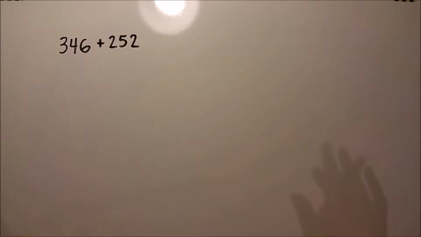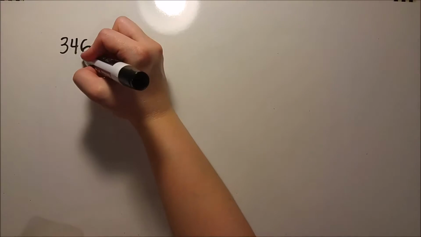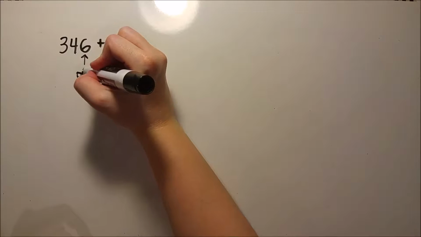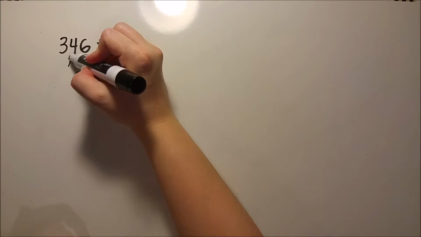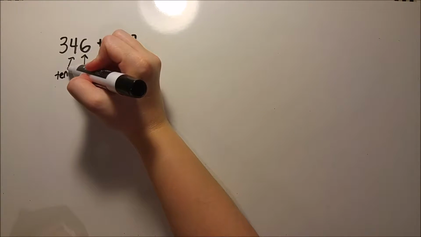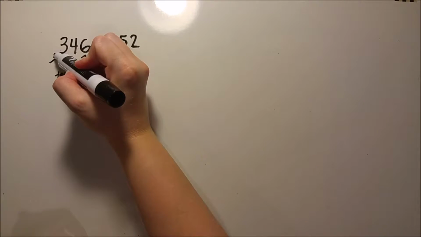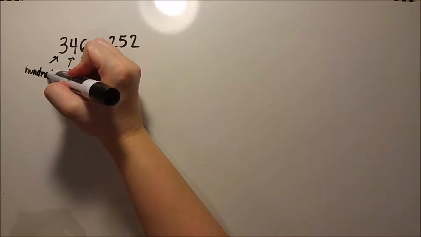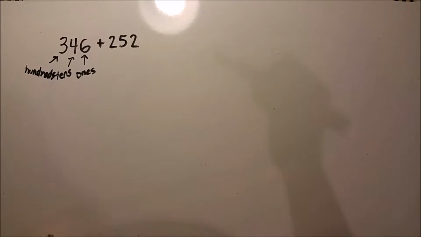Let's think first about how these numbers are put together, what they're made out of. To do that, we have to review place values. So 346 is made with 6 ones, 4 tens, and this isn't just any old 3, this is actually 3 hundreds.